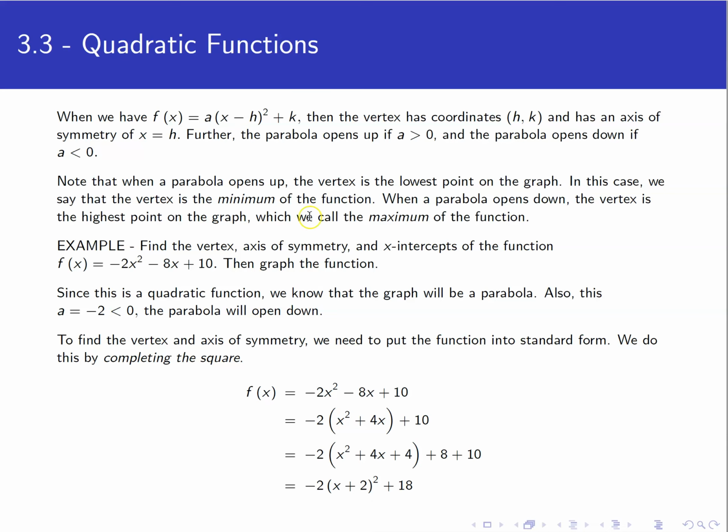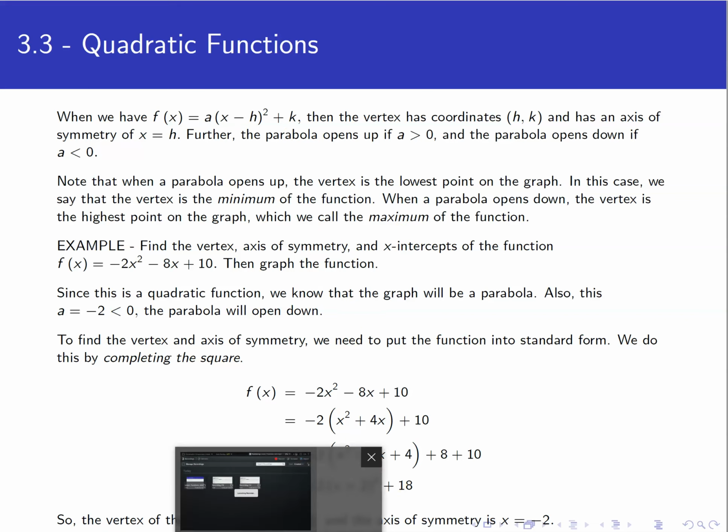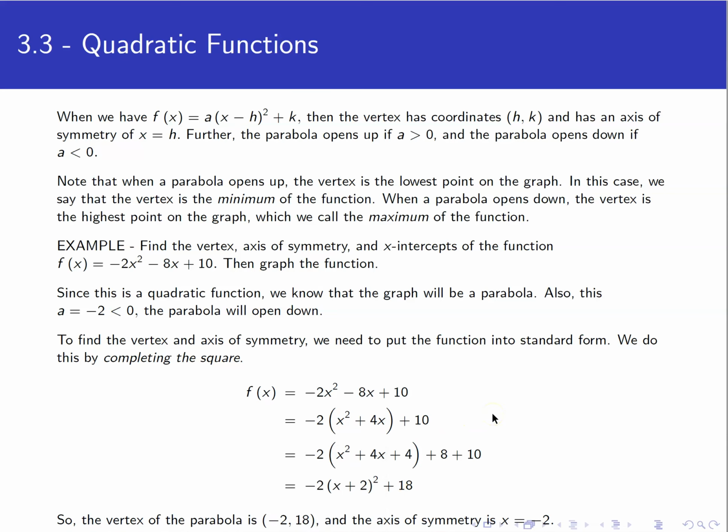All right, so now we have it in standard form. We recognize the vertex of the parabola, this is x minus a negative 2. Remember, the standard form is x minus h, quantity squared. So the x coordinate is negative 2. The plus k piece is the plus 18. So the vertex is (negative 2, 18). And the axis of symmetry then is x equals negative 2.